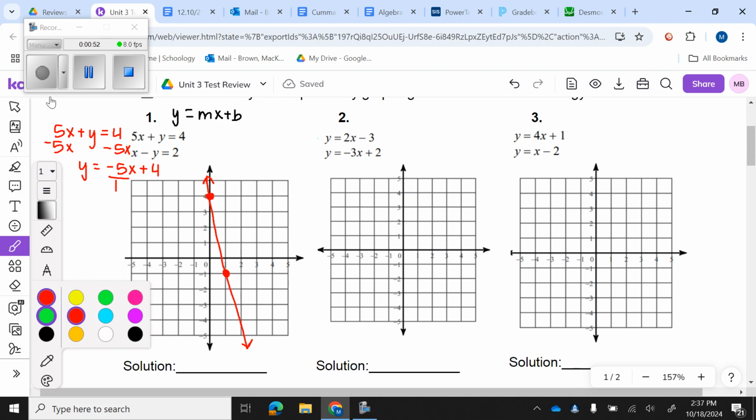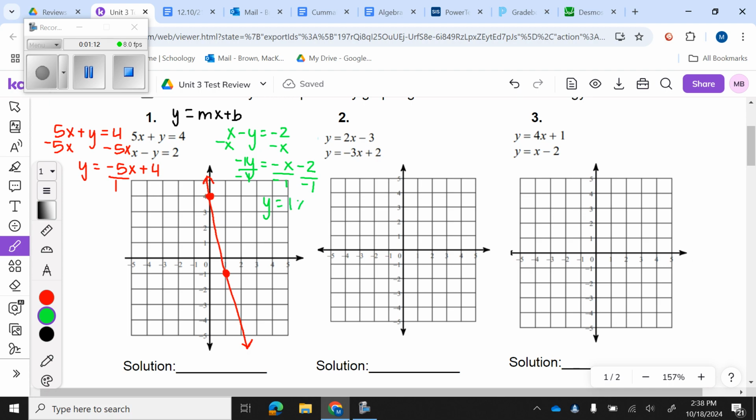For my second line, I've got x minus y equals negative 2. Again, I'm going to move my x first. I'm going to have a negative y equals negative x minus 2. This y might look like it's by itself, but you've got to be careful. There's a negative 1 hanging out there, so I've got to divide everything by a negative 1. And I'm going to have y equals 1x plus 2. That's when you're using the fraction button in your calculator.